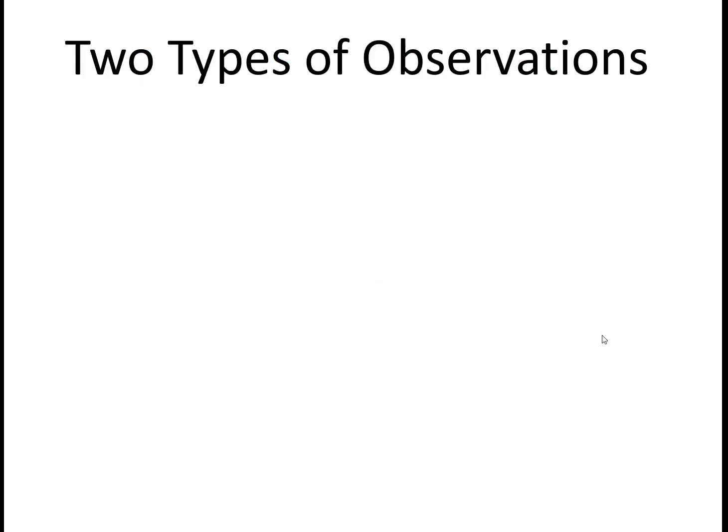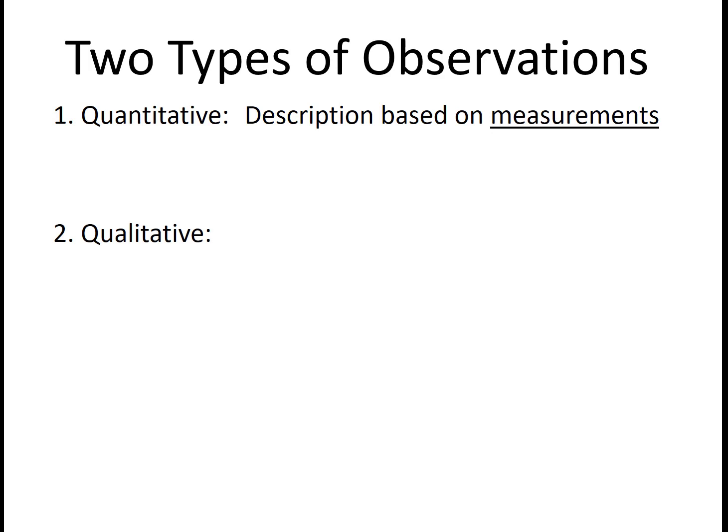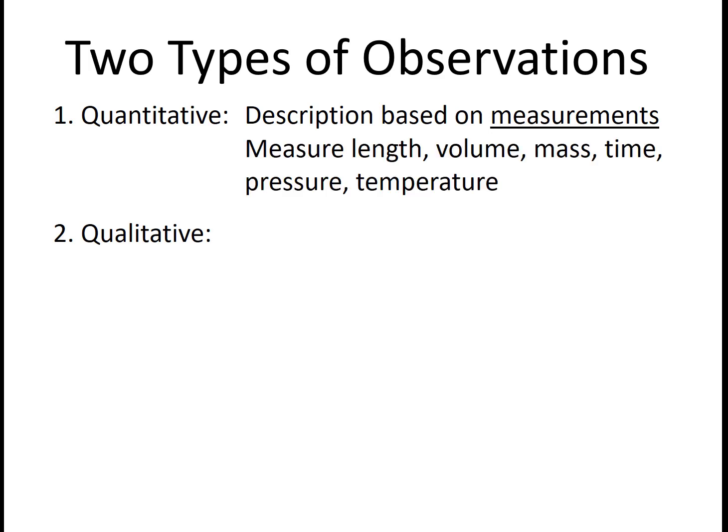There are two types of observations. I don't know if you noticed that I was making some measurements sometimes. That's because we can do quantitative observations. Quantitative observations are descriptions based on measurements. So this would include measuring length, measuring volume, measuring time passing, maybe putting the object on a balance to take the mass, measuring pressure, or taking the temperature. All of these are based on a measurement of some sort.